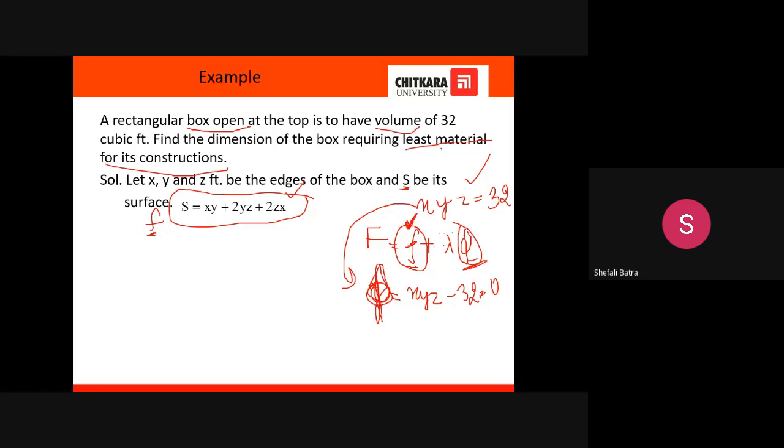Is it clear? Because here it is written least material for construction. It means least surface area. So the surface area formula would be your small f. Another condition would be your phi. Right? So now let's see.